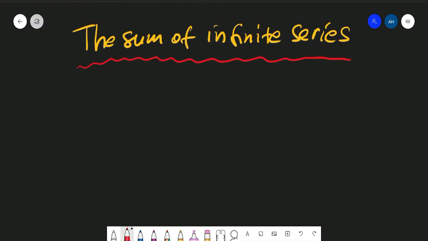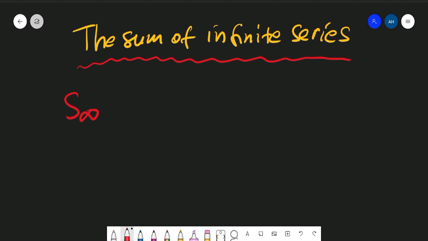Now we would like to discuss what happens when we want to find the sum of the geometric series if the terms are infinitely many. That is, we are looking for S infinity, like this. That is the sum of an infinite geometric series.